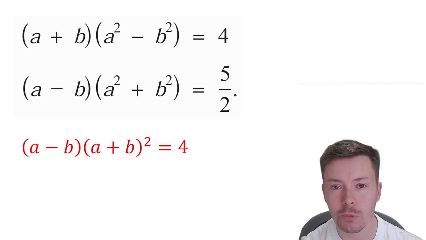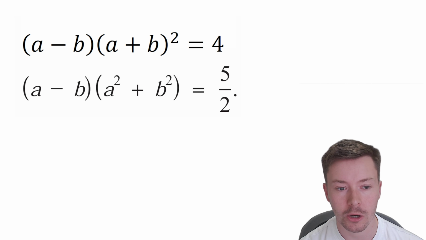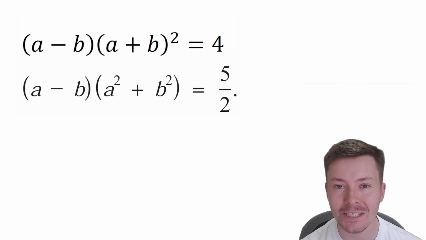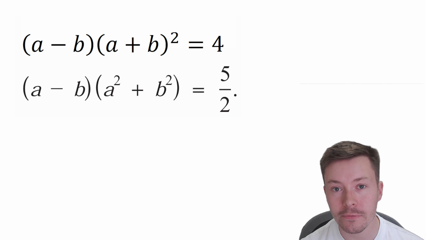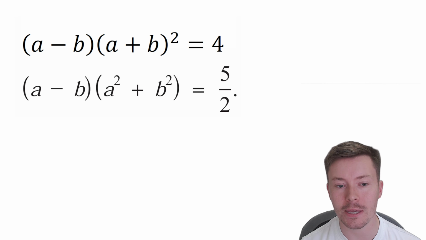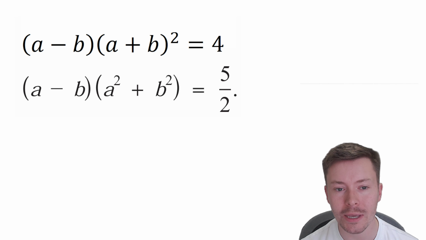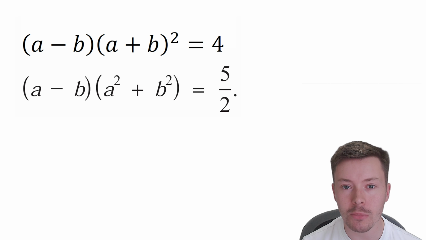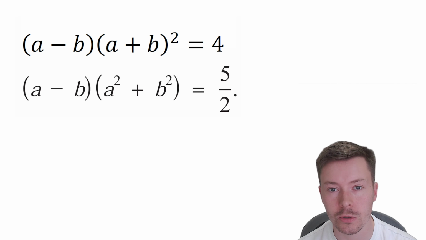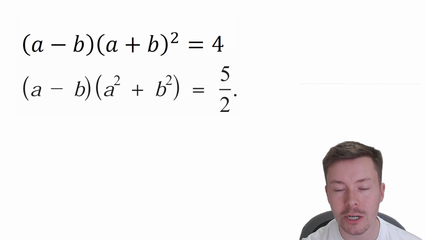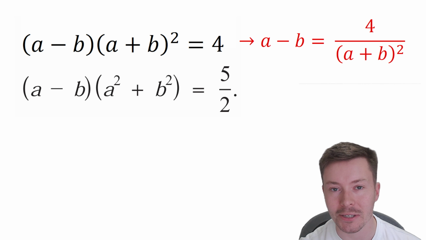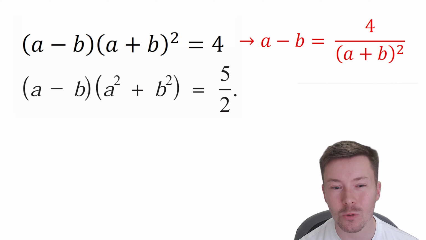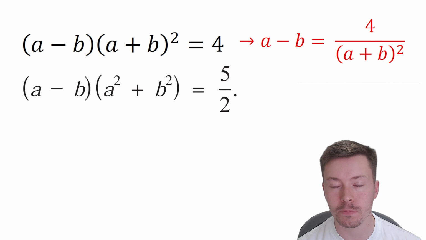So I'm going to just replace my first equation with that because, like I say, that's a little bit nicer and should make it easier to deal with. Once I've done that, what I notice is they both have a minus b in them, that's the common factor. So what I could do is get either equation in terms of a minus b and have something else equal to that on the other side. So if I rearrange the first equation, I get this. So a minus b is equal to 4 divided by a plus b all squared.